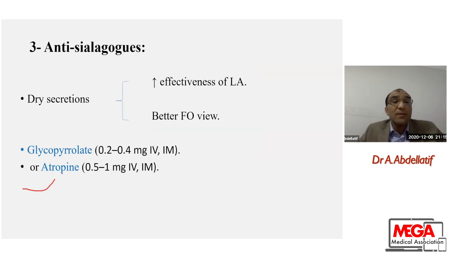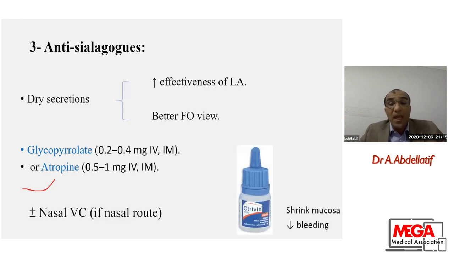Anti-sialogogue, as we said, is very important to dry secretions, because if you give local anesthesia topicalization like puffs or lidocaine gargle, when it drops on a dry mucosa the effectiveness will be more. If there are secretions already, it will be diluted with the secretions and the effectiveness will become less. Of course, secretions will obscure our vision, so we don't like secretions. We can use glycopyrrolate or atropine. And if I'm going to use the nasal route, I have to use a nasal vasoconstrictor to shrink the mucosa and decrease the incidence of bleeding.